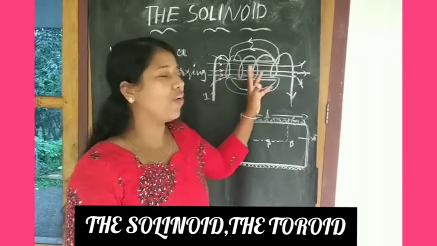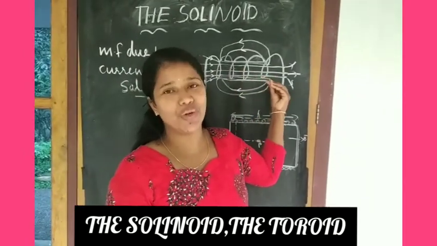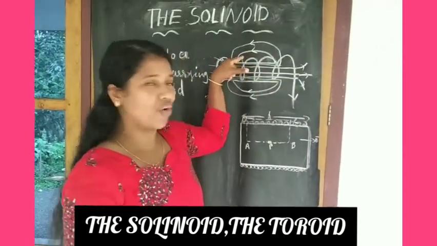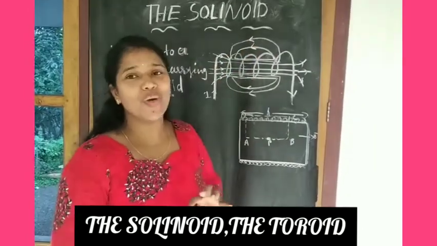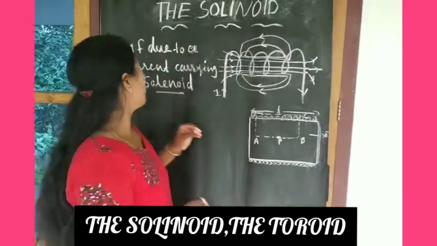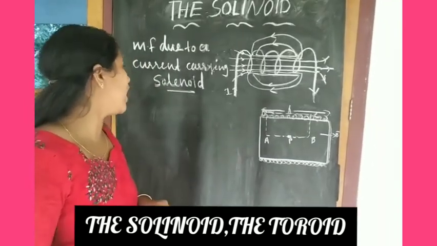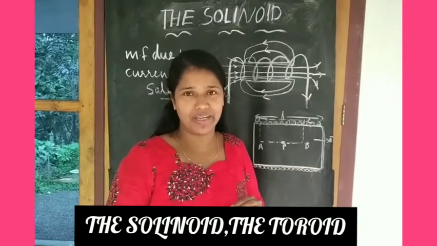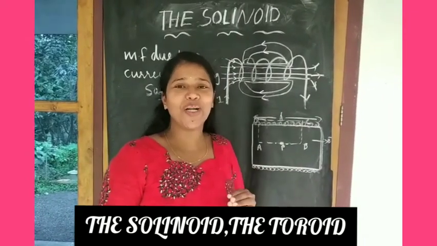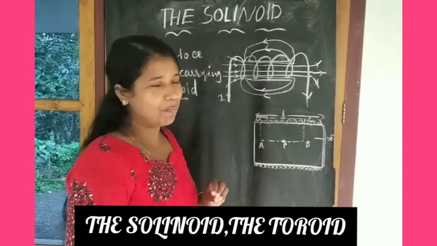We know that inside the solenoid the magnetic field is uniform, and outside the solenoid it is non-uniform. The first topic is the magnetic field due to a current carrying solenoid. We have to calculate this magnetic field, which is denoted by the capital letter B.